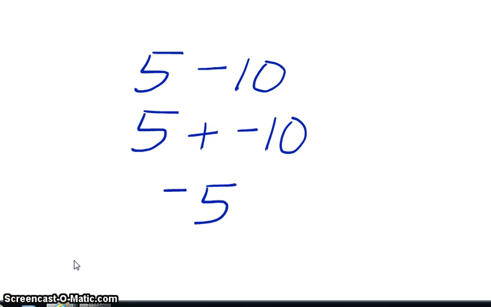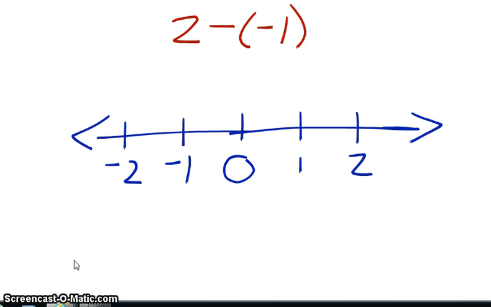and our answer is negative 5. Now, this next subtraction problem can be a little tricky for students sometimes. They get a little confused and aren't sure what to do. So I'm going to try and explain the process on a number line. To take a look at 2 minus negative 1, I first want to take a look at 2 minus 1 on a number line.